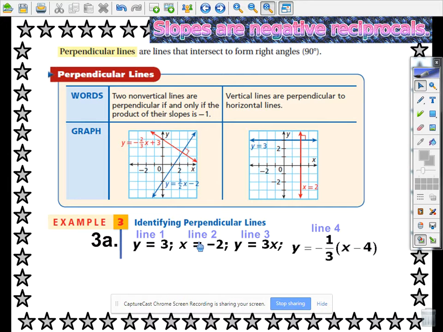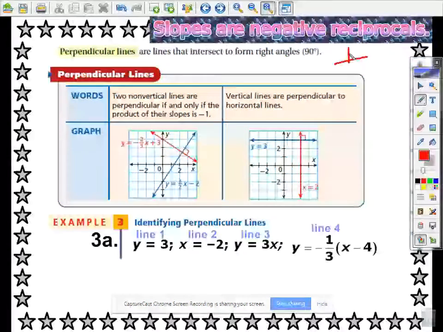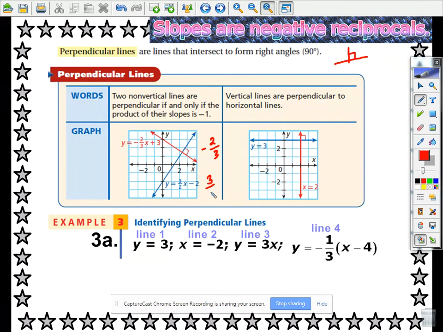Now let's talk about perpendicular lines. A perpendicular line is a line, 2 lines that cross that form a right angle. So any 2 lines that cross that form a right angle are perpendicular lines. So let's take a look at this example right here. The red line here says y is equal to negative 2/3 x plus 3. So that slope is negative 2/3. The blue line says y equals 3/2 x minus 2. So that slope is 3/2.